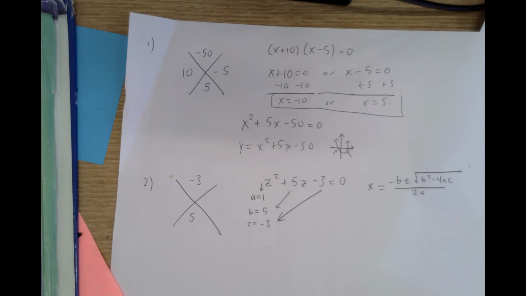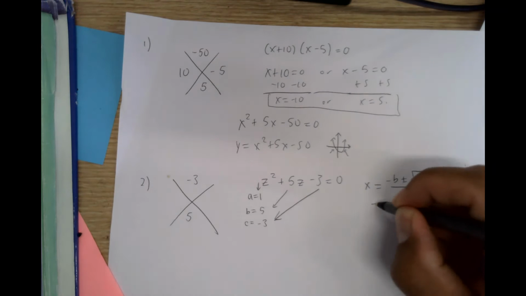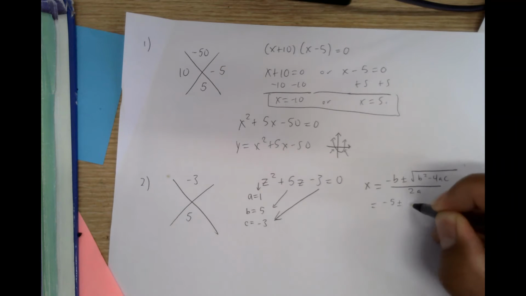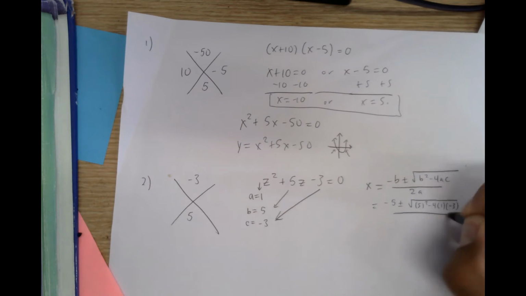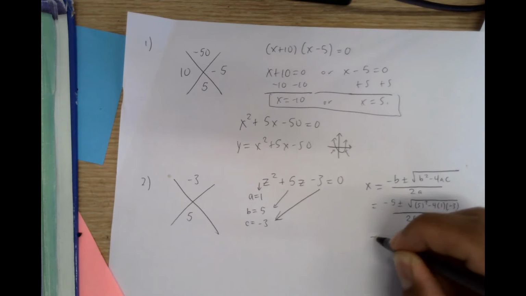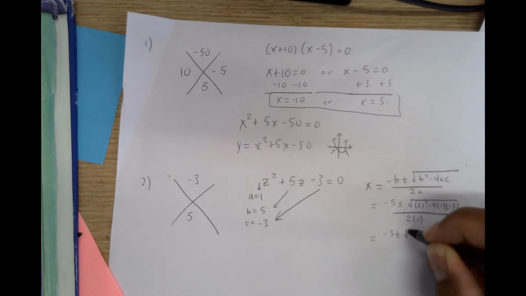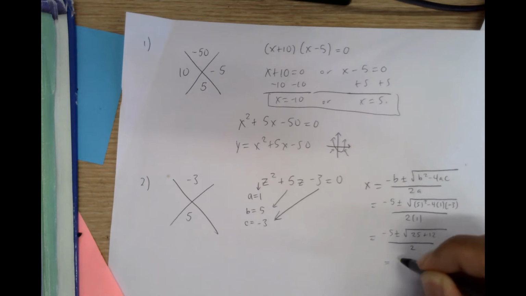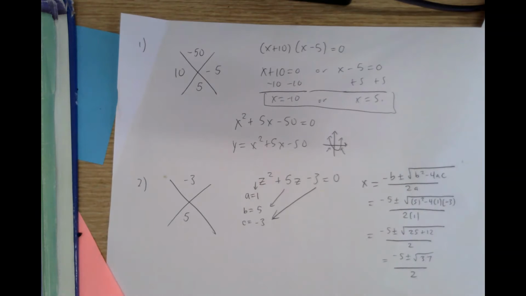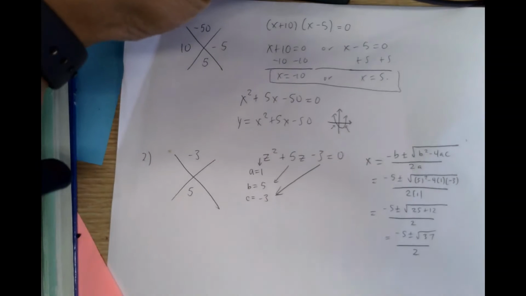Okay, very interesting. So the next thing you do is just plug it in. Wherever you see b, you plug in 5. So you go negative 5 plus or minus the square root of 5 squared minus 4 times 1 times negative 3, all over 2 times 1, which equals negative 5 plus or minus the square root of 25 plus 12 over 2, and you get negative 5 plus or minus the square root of 37 over 2, which looks like the ugliest answer in the world.